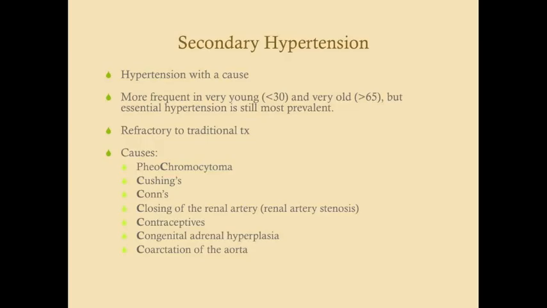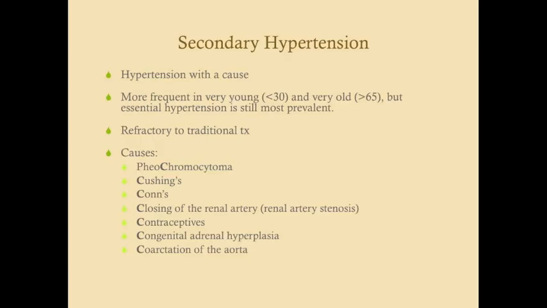Secondary hypertension tends to be the hypertension that's refractory to traditional treatment. So we may work them up, we may diagnose them with essential hypertension, and then we give them a diuretic. Nothing happens. We give them an ACE inhibitor or a beta blocker. Nothing happens, and so we have refractory hypertension. It's in those cases when we need to look for other things on the physical exam that may point us to a secondary cause.